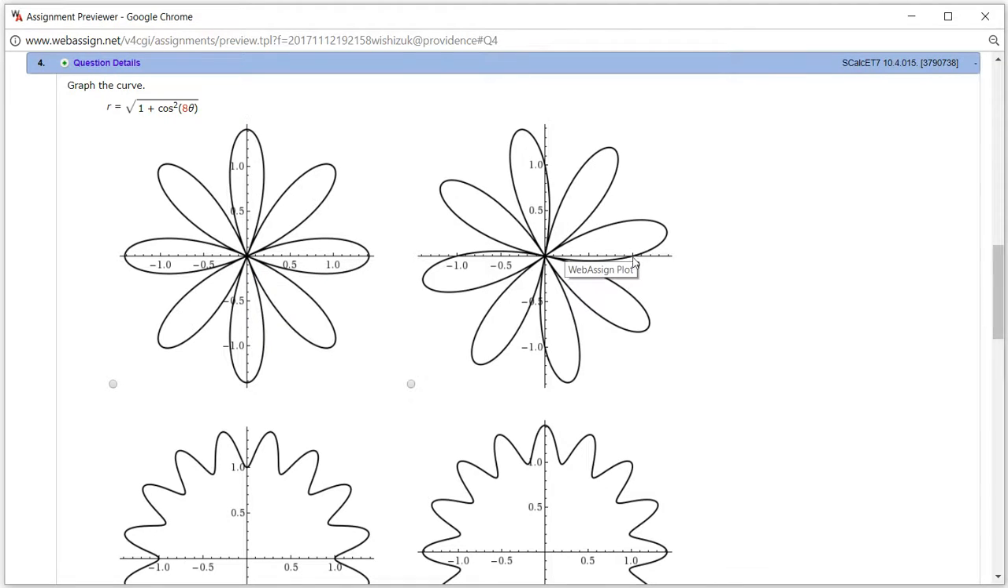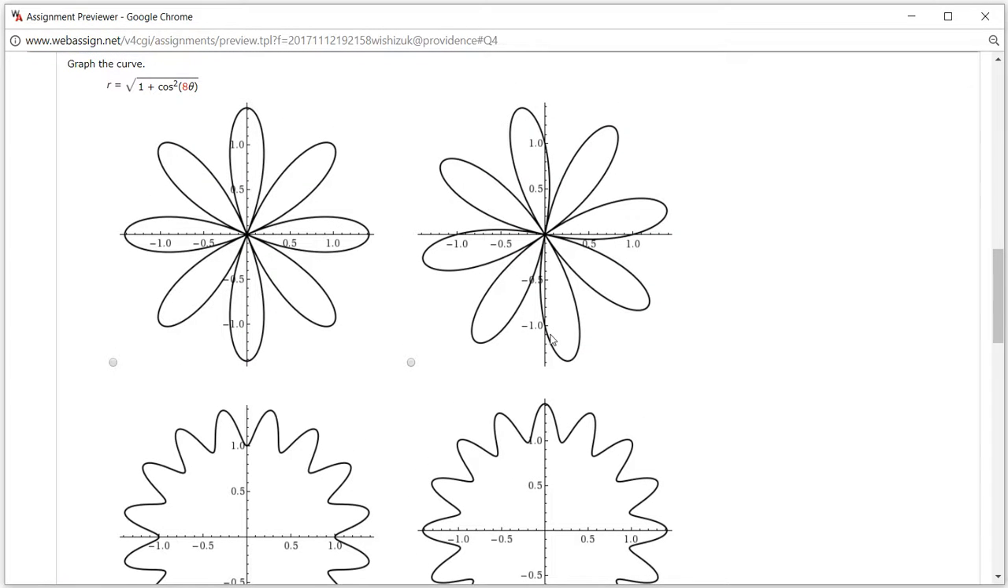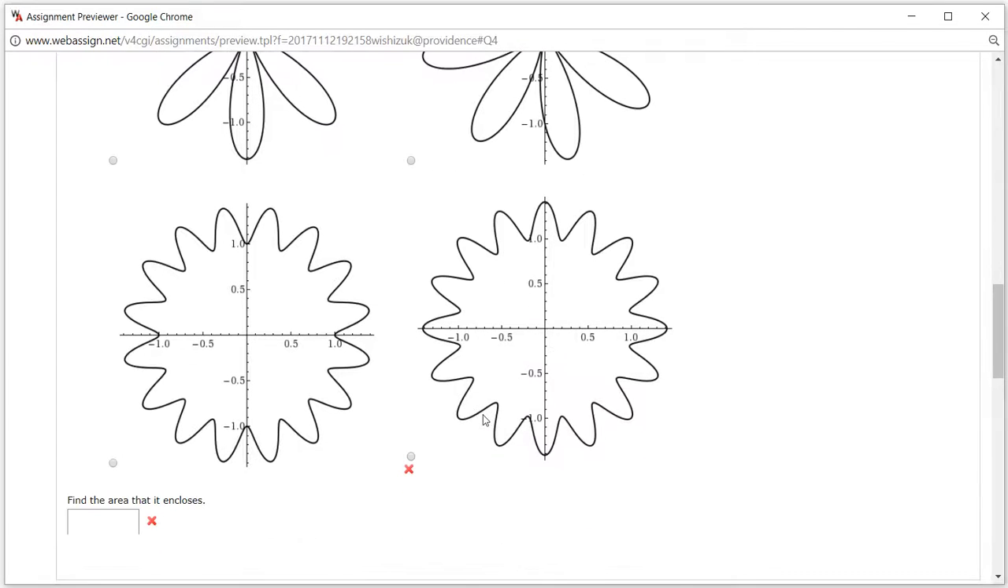And here, when theta equals 0, it's not square root of 2, so not number 2. And the third picture goes through 1, so this is not going to be it. And the fourth one looks promising. Another thing we should notice is that 1 plus cosine squared of 8 theta is never 0, which means that it never goes through the origin. So this must be the only correct one.